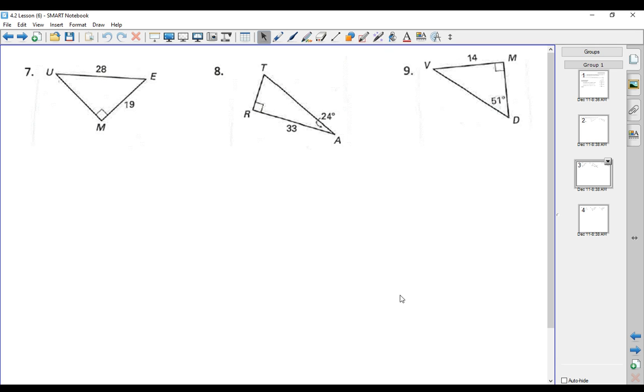Hello, this is Mr. Rose, and this is part two of lesson 4.2. We have six more examples that we would like to go over just to give you plenty of examples to look at when you do your assignment.